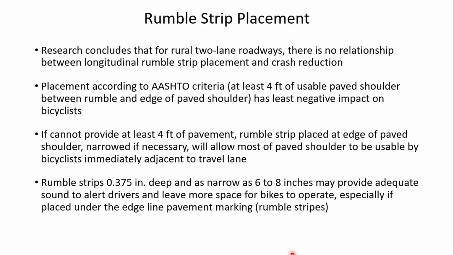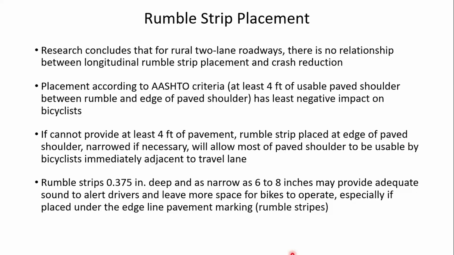Placement according to the AASHTO criteria, remember, at least 4 feet of usable paved shoulder between the rumble strip and the edge of the paved shoulder, has the least negative impact on bicyclists. If you can't provide at least 4 feet of pavement, a rumble strip placed at the edge of the paved shoulder and narrowed if necessary will allow most of that paved shoulder to be usable by bicyclists immediately adjacent to the travel lane. And I showed you a graphic example of that.